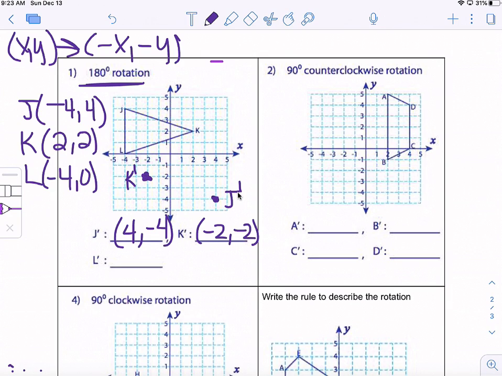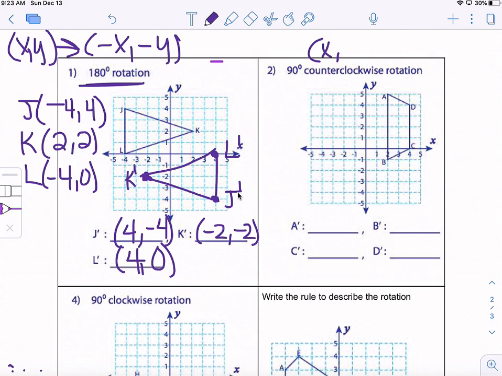That's a really big point. And then L prime, negative 4 is going to become positive 4, and 0 just stays 0. So that's going to be at 4, 0, which is right here. And then you can see here is your triangle that you've rotated 180 degrees. The next, number 2, says 90 degrees counterclockwise.